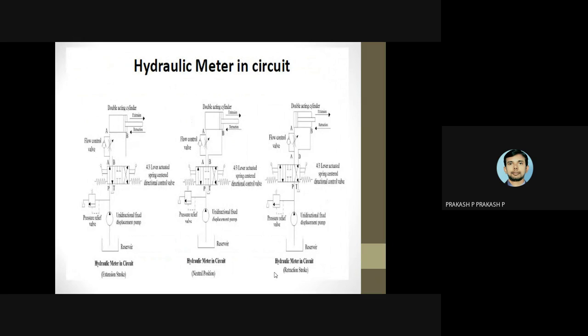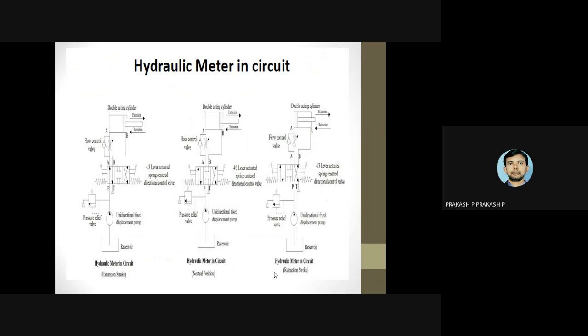Next, you can see the hydraulic meter in circuit and hydraulic meter out circuit. You should know the difference between meter in and meter out circuits. The flow control valve placed at the input of the cylinder is called a hydraulic meter in circuit. In a meter out circuit, the flow control valve is placed at the output of the cylinder. So at neutral position, you can see what the components are in a hydraulic metering circuit.